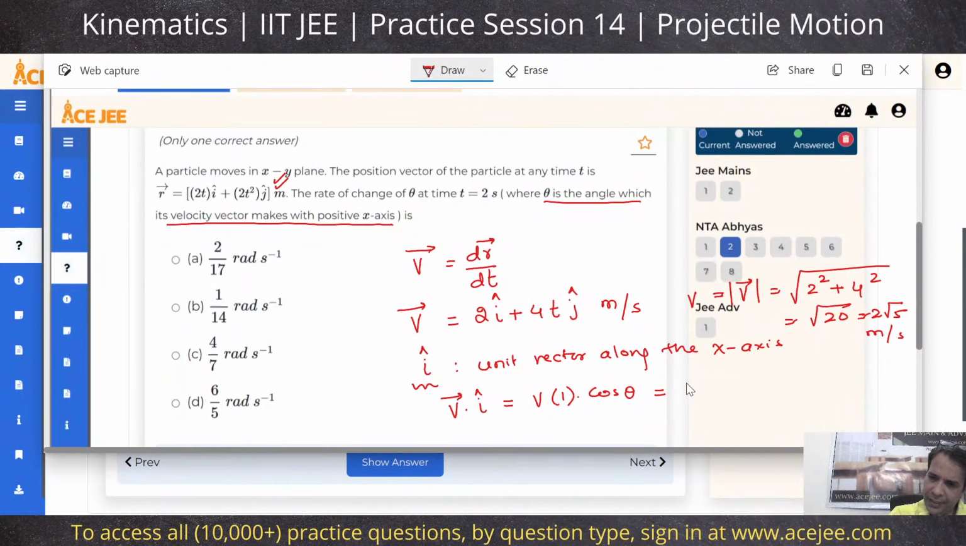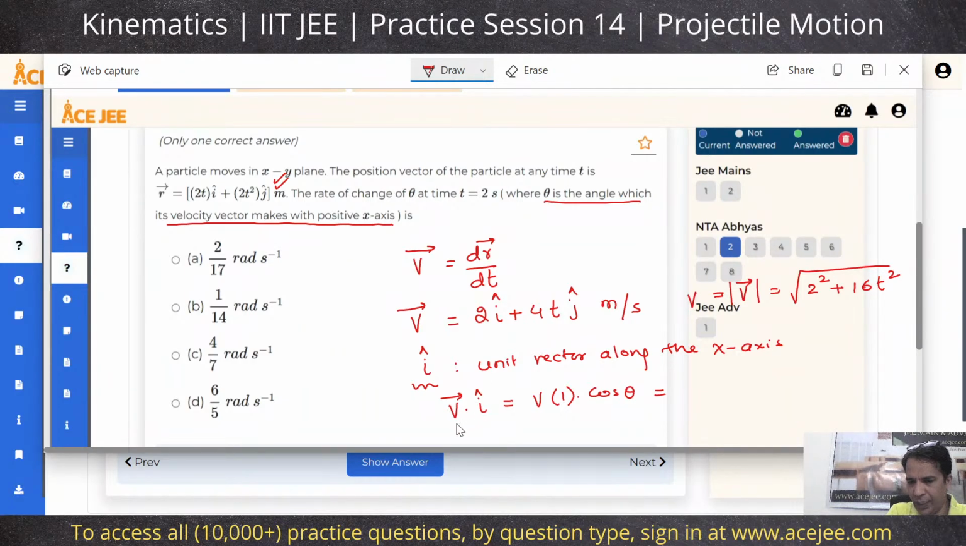By the way, why did I say 4 square? No, that's not right. 4t square. No, I shouldn't be writing it like this. So this is 4t square. So I should rather write 16t square. Yes, Peter? Good, no?